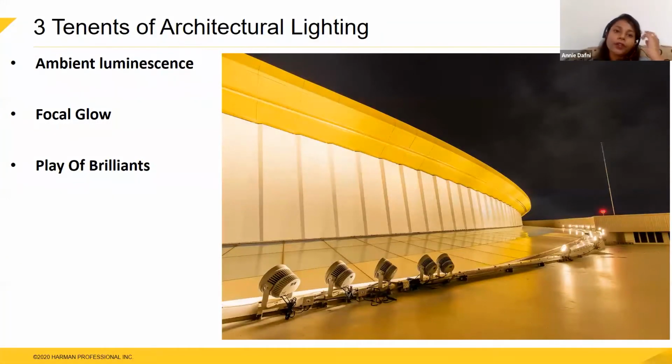Okay. When I talk about architectural lighting, I need to mention Dr. Richard Kelly here. He was a lighting designer himself and was considered a pioneer in architectural lighting. During his term in the early 50s, he coined three tenets, or I would say three philosophies, of architectural lighting. The first one is ambient luminescence. This basically means uniformly illuminating a surface without any shadows. In terms of facade lighting, we could call it the wash lighting or the flood lighting technique.